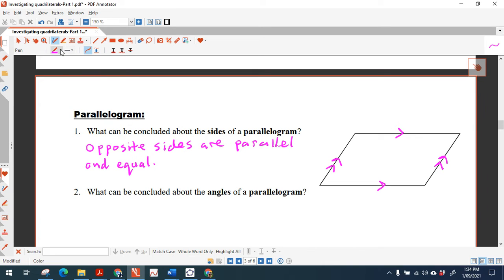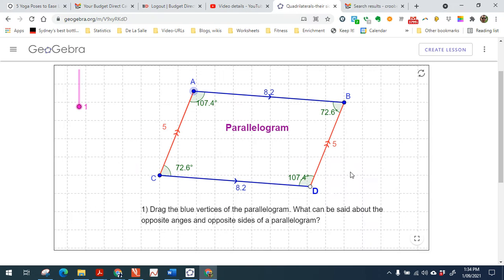Okay, now how do we show that the opposite sides are equal? We use a single dash here to show that those two sides are equal, and a double dash here, and a double dash here to show that those sides are equal. Okay, so I want you to make sure you copy that down onto your page. And then let's have a look at the angles of a parallelogram.